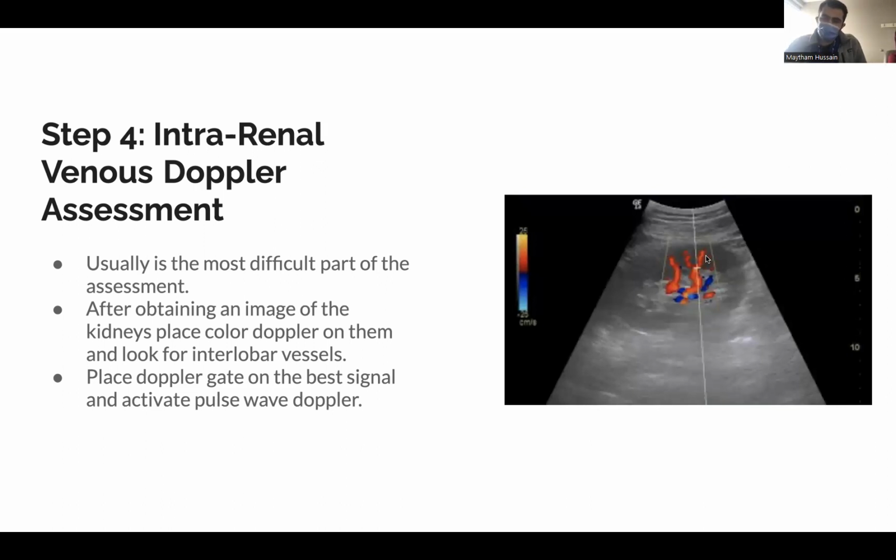in order to pick up the slower velocity of blood flow through the kidneys. Once you do obtain a good image, you can put a Doppler gate on the intralobar vessels and then initiate pulse wave Doppler.